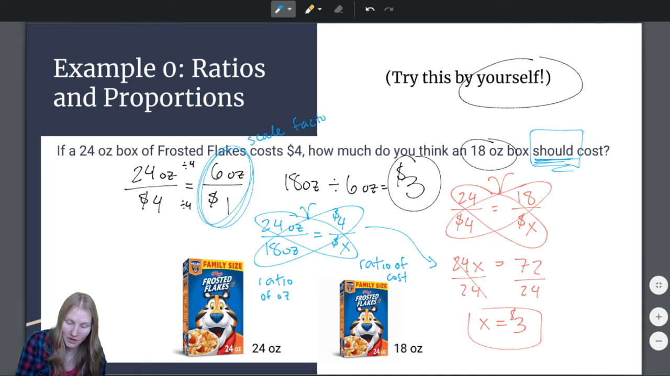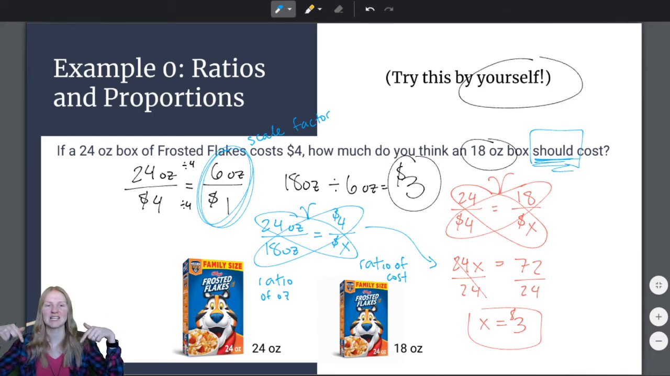Scale factor. Remember that from section 4.5. If you don't, I will put a link in the description to the video from section 4.5, so you can go back and review that, review scale factors and stuff like that if you would like.